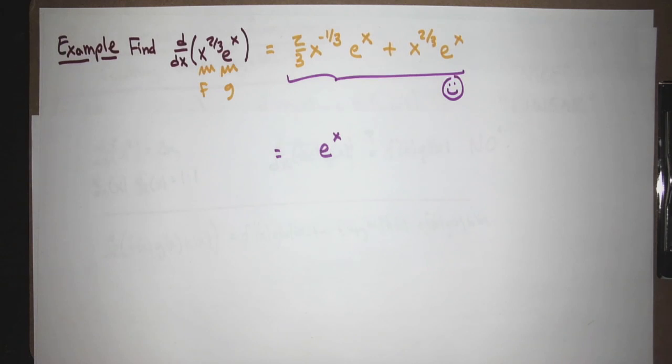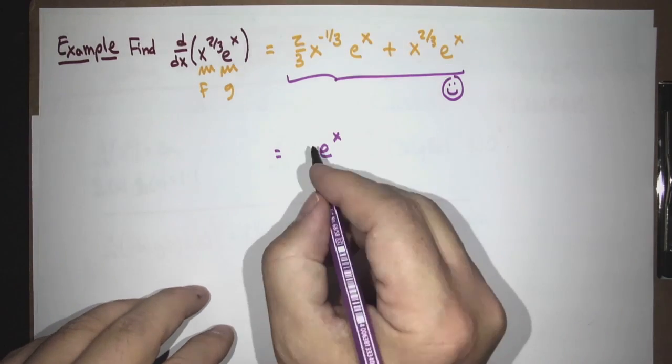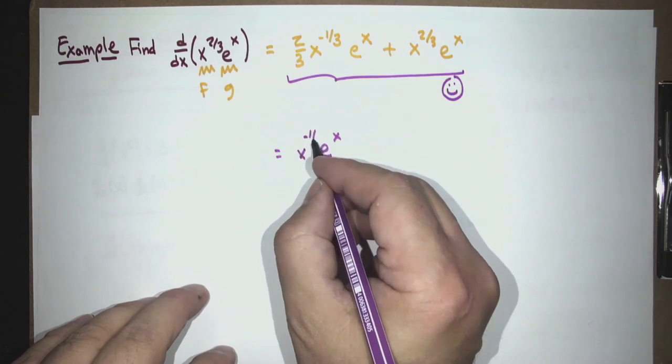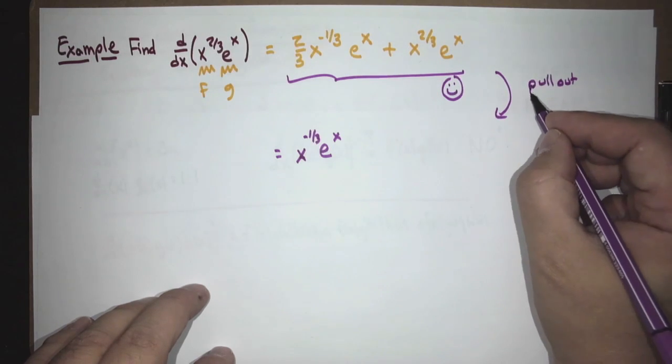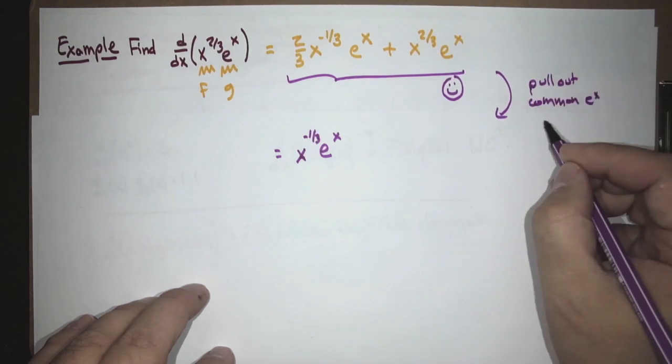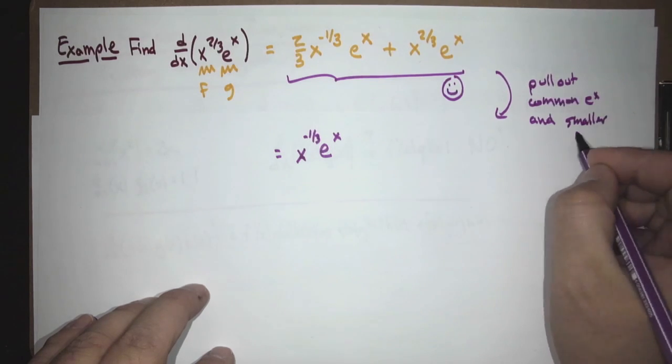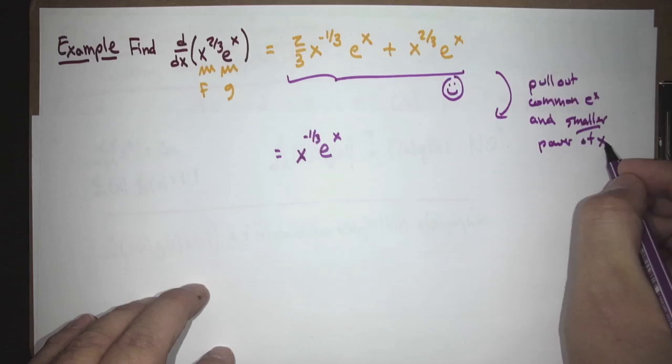All right, so here's my question for you. Let's pull out a power of x. When we pull out powers of x, which power of x do we pull out? And why? We pull out the smaller one. That's fantastic. That is the correct answer. Which one's the smaller one? The negative 1/3, because minus 1/3 is smaller than positive 2/3. So yeah, you pull out the smaller power of x. X to the minus 1/3. All right. Pull out the common e to the x and the smaller power of x.